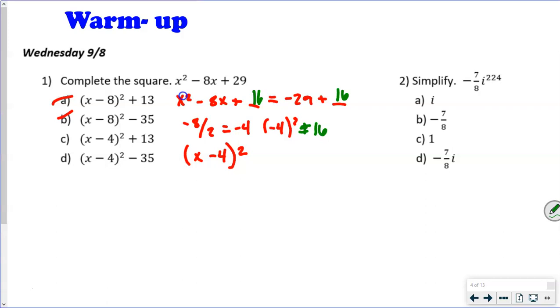So negative 29 plus 16 is equal to negative 13, but then we're going to move that 13 back to the other side. So this is going to be x minus 4 squared plus 13, right?